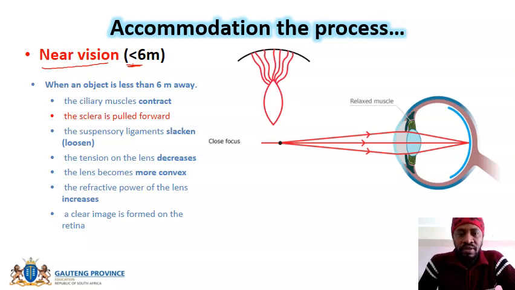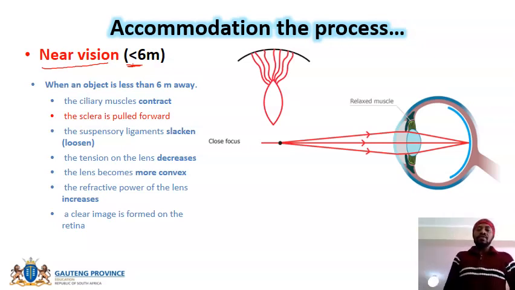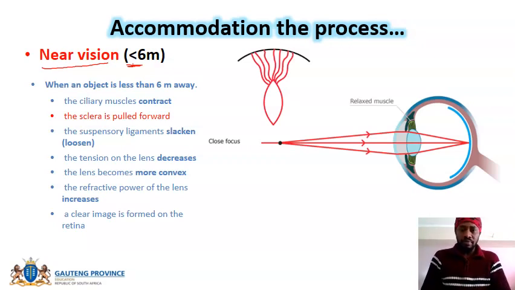You'll be asked questions and they won't tell you whether it's a near object or a far object. They'll just give you figures like this and say someone was sitting down and looking at a poster on the wall which was 3 meters away from that person. Explain what happens in the person's eye. In that case, they've given you 3 meters. It means in your mind, you should know that this person is viewing a near object.